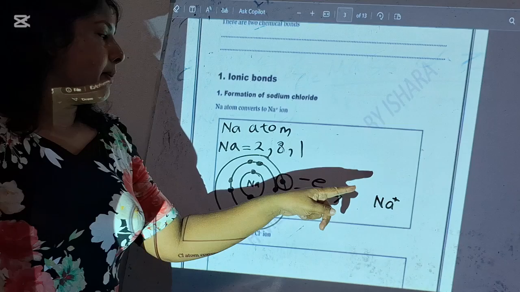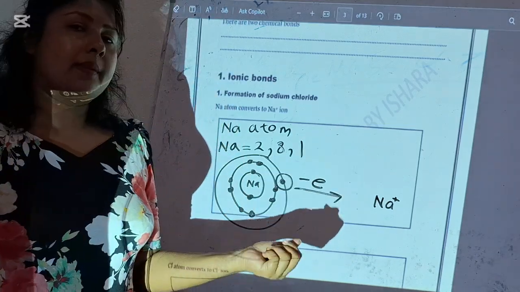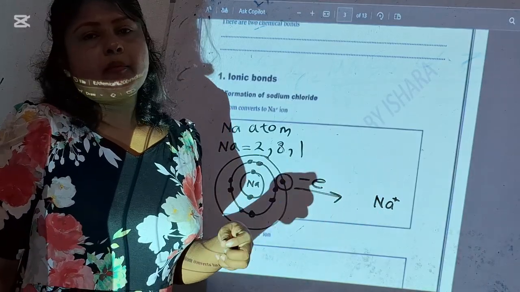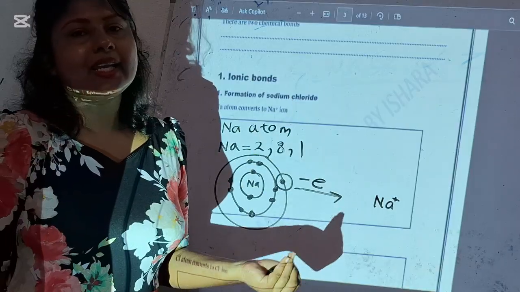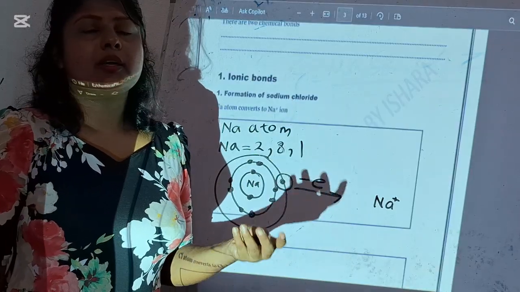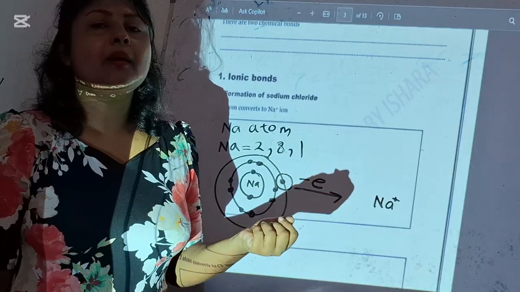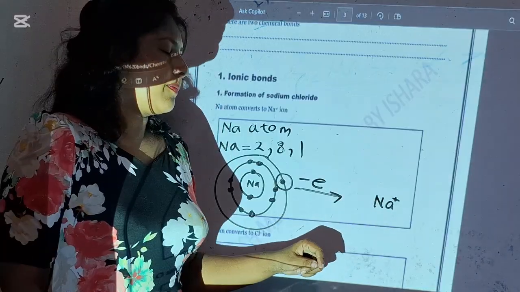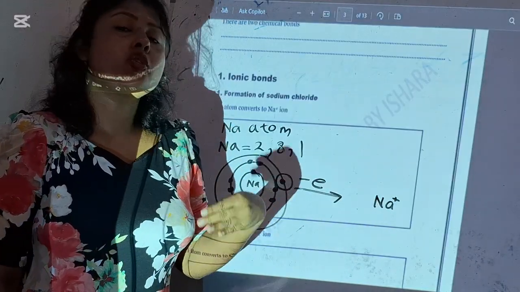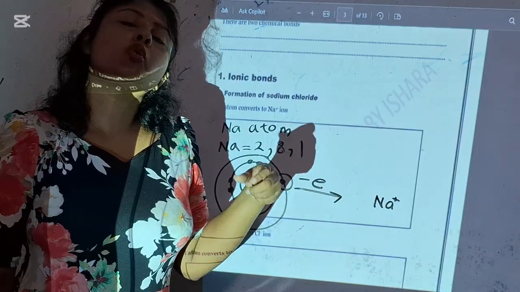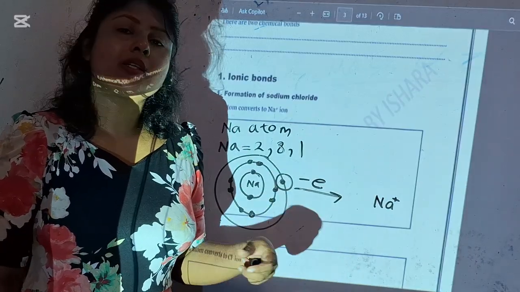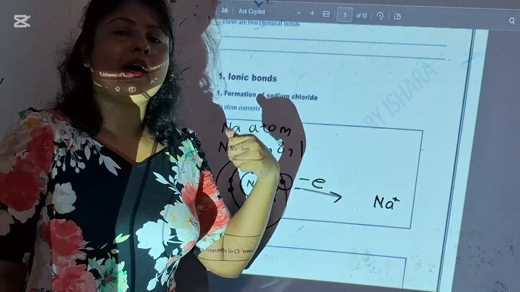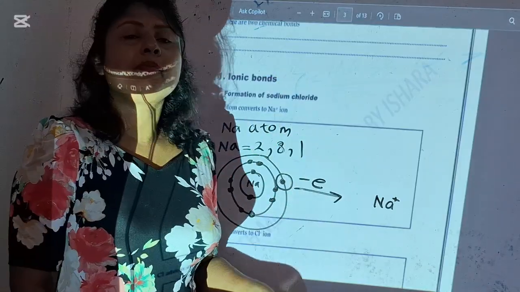The reason for getting plus is the releasing of one electron. If an atom releases electrons, that causes the formation of positive ions. Sodium became positive because one electron was removed. If it releases 2 electrons, it becomes 2 plus; 3 electrons, 3 plus. But here only 1 electron is released, so it becomes a positive ion.